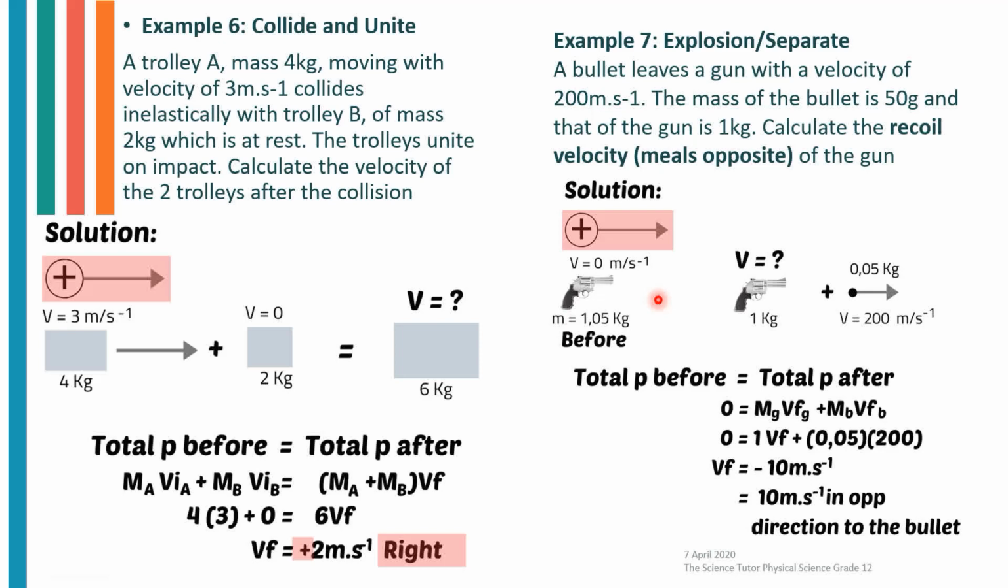And then we've got the little bullet and we've got its weight and its very, very fast speed. Okay, total momentum before, total after. We know that before, because the velocity is 0, your momentum is 0.